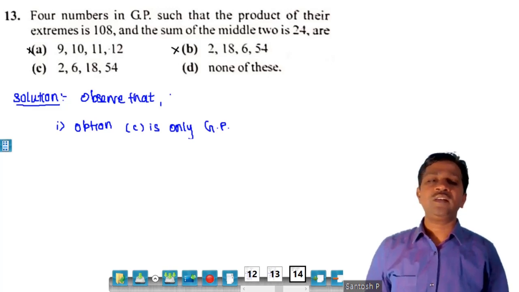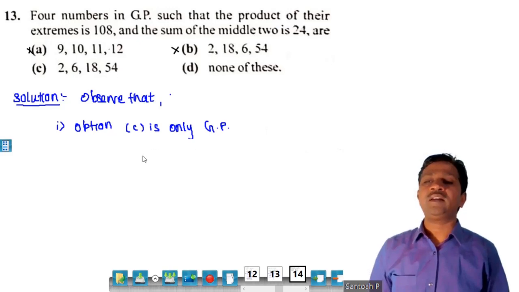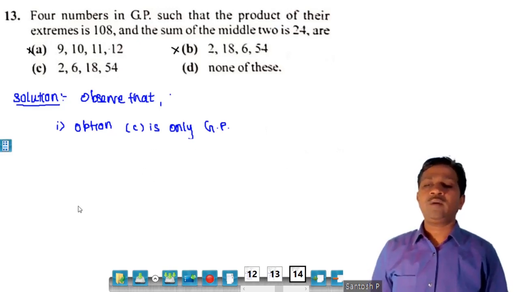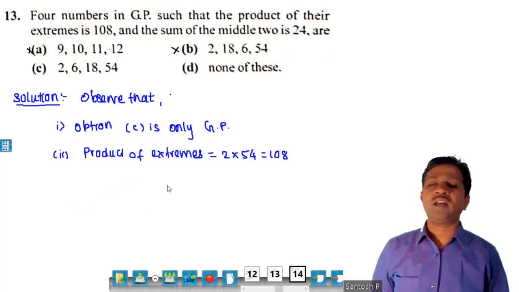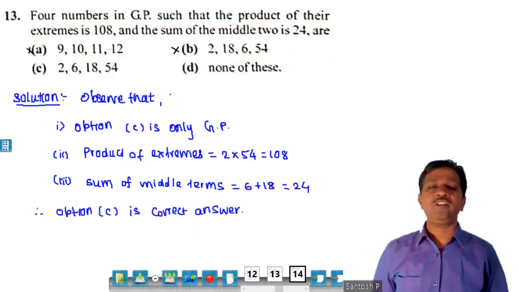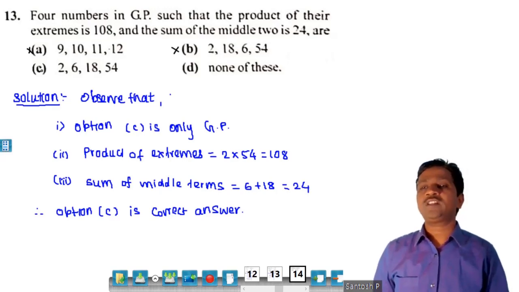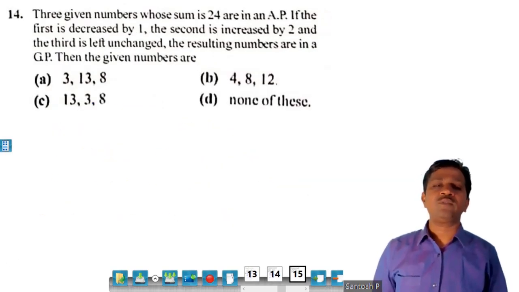The first condition is that it is a GP, such that the product of the extremities, meaning the end terms, is 108. The extremities are 2 and 54, and their product comes to be 108, and therefore the second condition is satisfied. And the sum of the middle terms is also 6 plus 18, which is 24, and thus all the conditions are satisfied by option C, and therefore the correct answer is option C. In such types of problems you can use the check method, the trial and error method. So let us see now the next question.